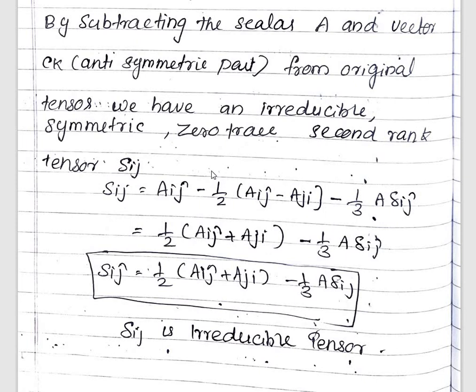That is the anti-symmetric part of that tensor, and minus 1 by 3 A delta ij. This is the trace portion of that tensor. So when we subtract these two quantities from Aij, we get an irreducible, traceless, symmetric second rank tensor. It is known as the irreducible form of the tensor Aij. So Sij is the irreducible form of tensor Aij, and Sij is given by half of Aij plus Aji minus 1 by 3 A delta ij. Thank you.